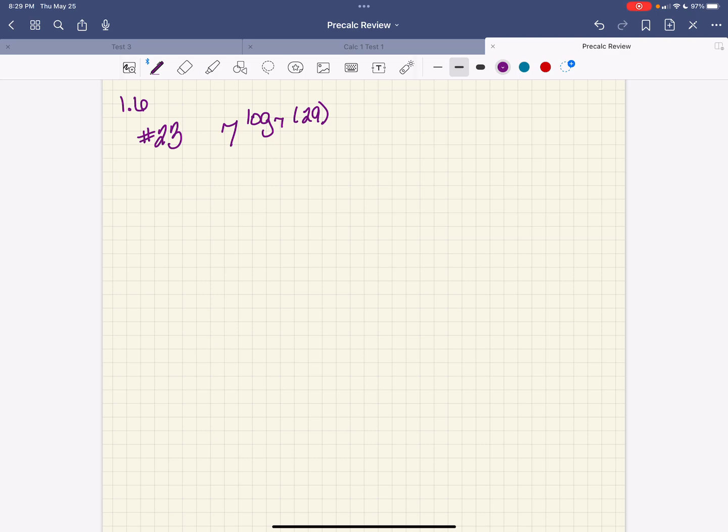Okay, now what happens here, and this is just one of our log rules, okay, if this is an exponent right here, and the base of this exponent is 7, and the base of this log is 7, okay? So I have 7 raised to log base 7. Because the bases are the same, they simplify out, and I'm just left with 29. So this actually equals 29 right here, okay? But the key here is that this base and this base have to be the same.